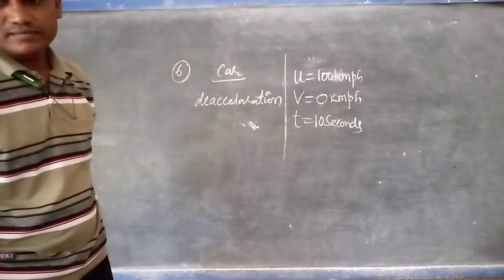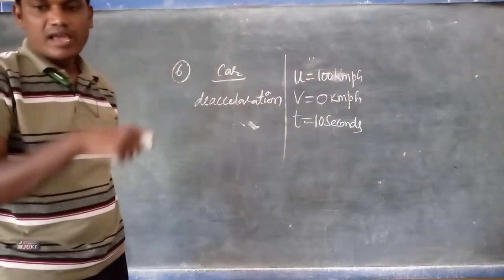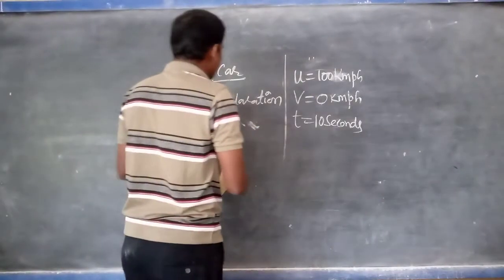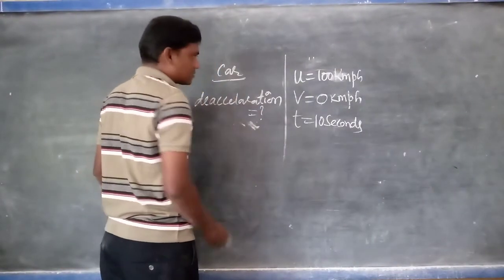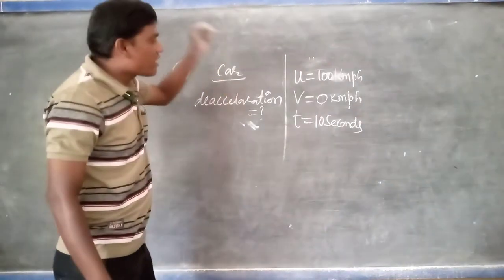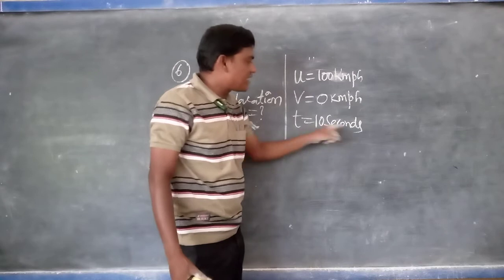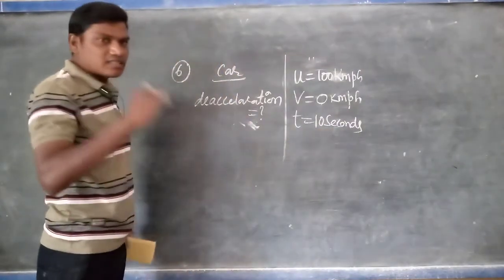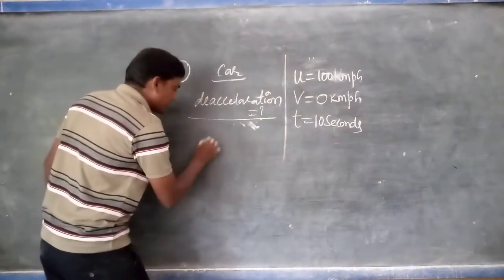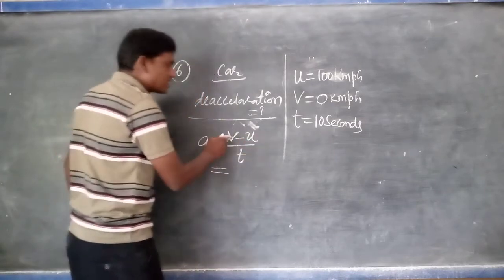What can you find here? What is the deceleration of the vehicle moving in a straight line that changes velocity from 100 kilometers per hour to a dead stop? That's why you can find the deceleration of the car. When the car moves with 100 kilometers per hour velocity, it comes to a dead stop in 10 seconds. We know that the formula for acceleration, either positive or negative, is the same: a is equal to v minus u by t. What is the v value?